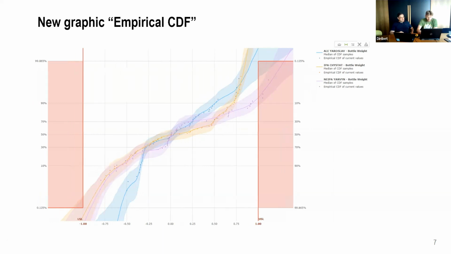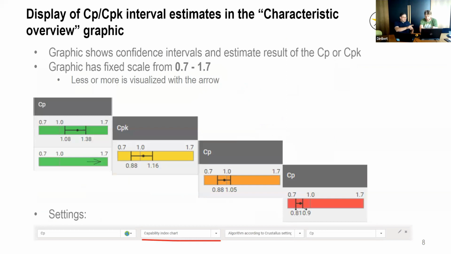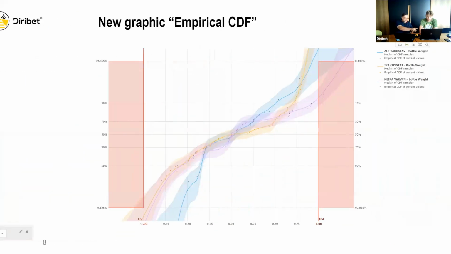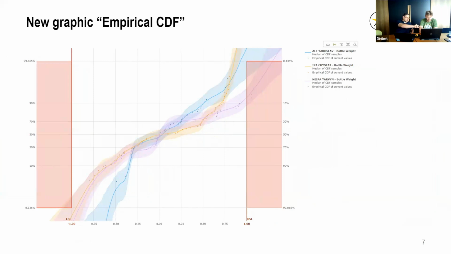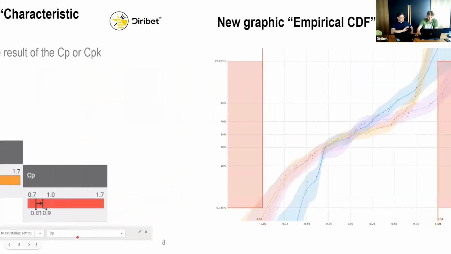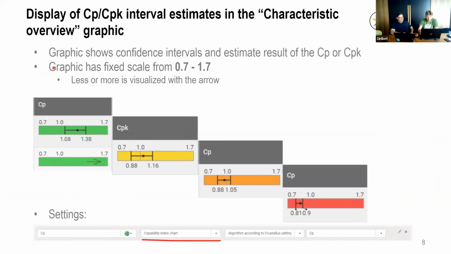Okay, so this is a new graphic. Another new graphic, with the light color. This is a confidence interval of the model distribution. You can see the confidence interval here, in light color. Okay, that's all.